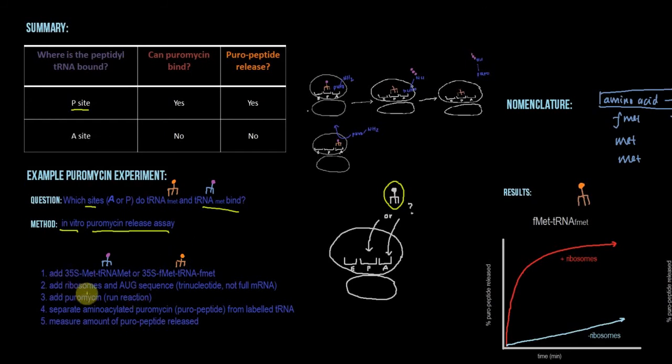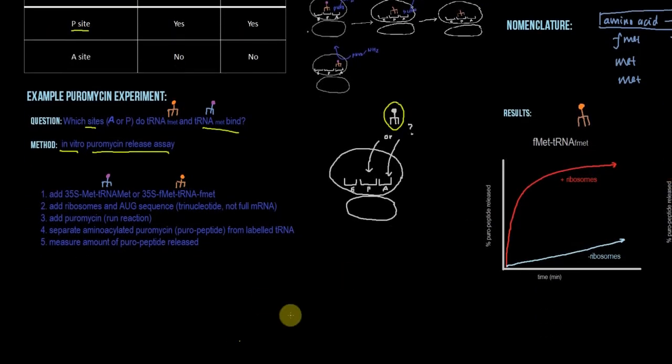After they do that, they're going to add ribosomes and this AUG sequence. Now, this AUG sequence is just a trinucleotide. It's not a full mRNA, but it's made to approximate a full mRNA. So what would this look like if I draw a ribosome here? We're going to be adding this AUG sequence, like that, and then we're going to bring these guys in, because AUG they knew was a codon for both of these guys. Then they're going to add puromycin and then run the reaction.